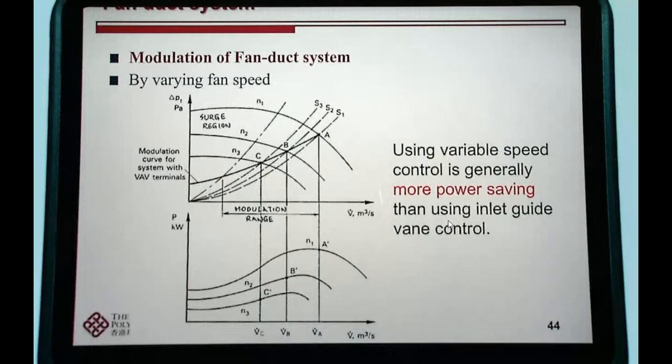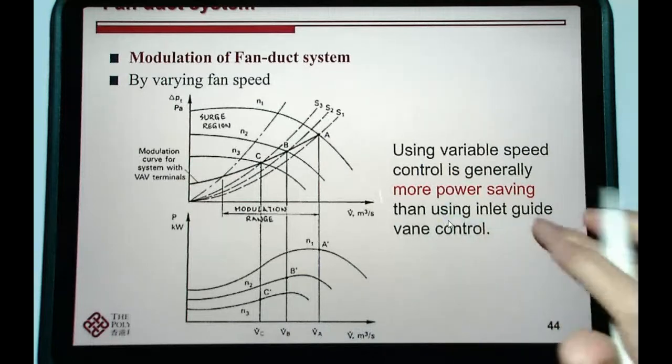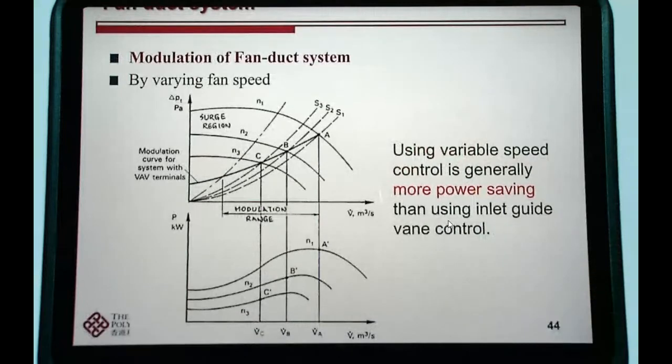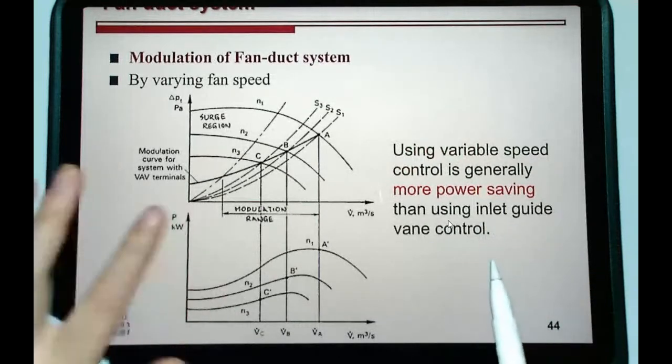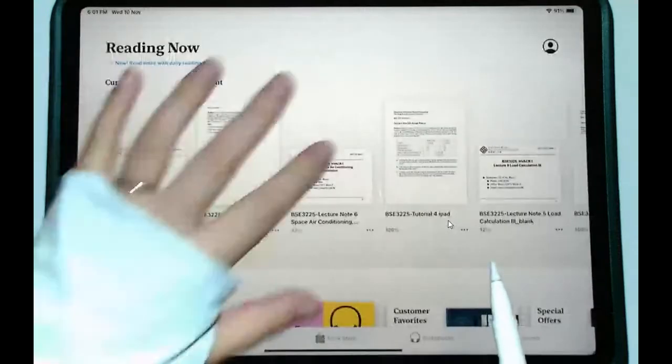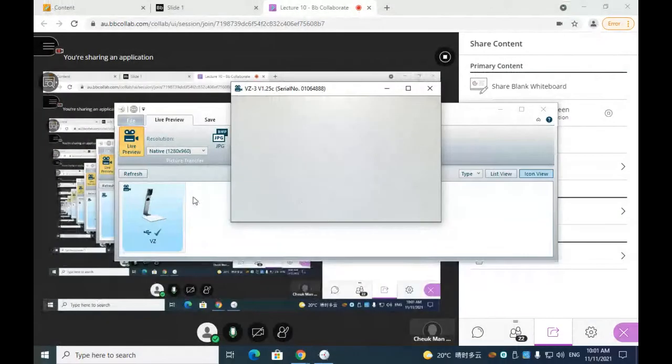And also, by comparing the speed control with the inlet guide vane control of the fan, using variable speed control is generally more power saving compared to inlet guide vane control. Okay, so this is for lecture number 9, fan duct system. We will be covering the tutorial question in the tutorial session later.